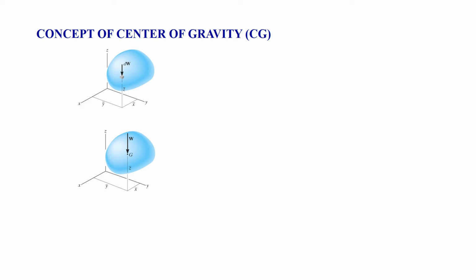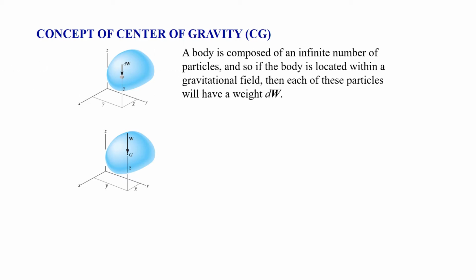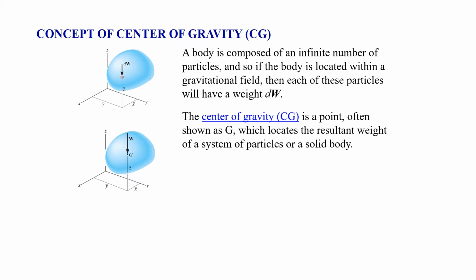The concept of the center of gravity requires us to consider each individual component of a body. So we might look at a differential component which we'll represent by dW. That represents just a small fraction of the weight of the entire body. A body is composed of an infinite number of particles, and if the body is located within a gravitational field, then each of the particles will have a differential weight dW. The center of gravity is a point often shown with the capital symbol G, which locates the resultant weight of a system of particles or a solid body.